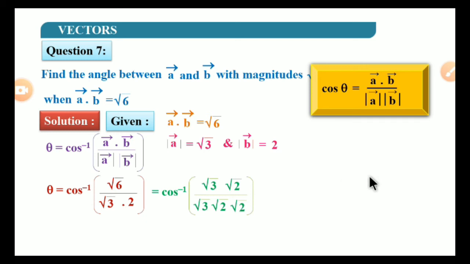Now here we can cancel square root of 3 and square root of 3, and similarly square root of 2 and square root of 2. So the remaining is 1 by square root of 2 within this bracket. So theta is equal to cos inverse of 1 by root 2. So 1 by root 2 means definitely the value of theta is equal to 45 degree, because in the trigonometric value table we have seen that cos 45 is always equal to 1 by root 2. Therefore theta becomes 45 degree.